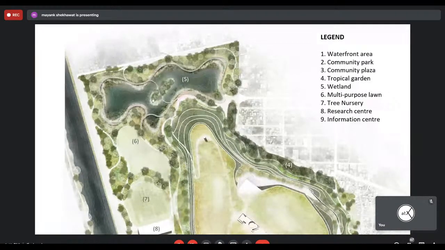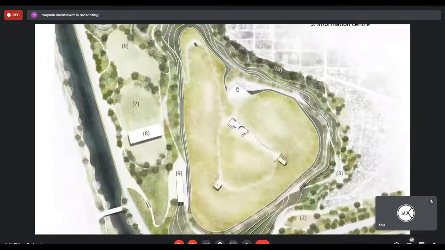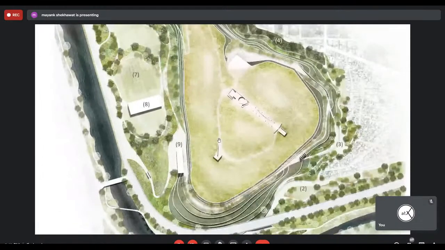We were simply adding these boardwalks and these trails that you see around the park. That's pretty much what we were going to do with it. Everything else was simple remediation.